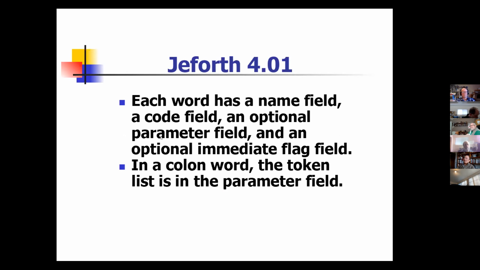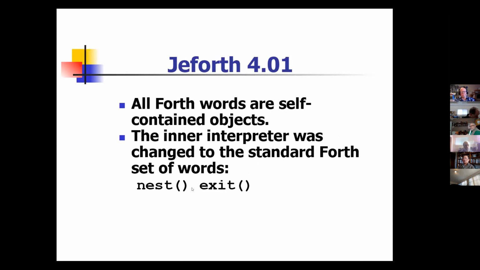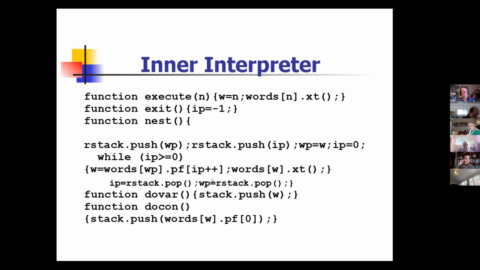Each word has a name field, a code field, an optional parameter field, and an optional immediate flag field. In a colon definition, the token list is in the parameter field. All Forth words are self-contained objects. The inner interpreter was changed to the standard Forth set of words, which is nest and exit. So only these two words allow me to process the token list in a colon definition.